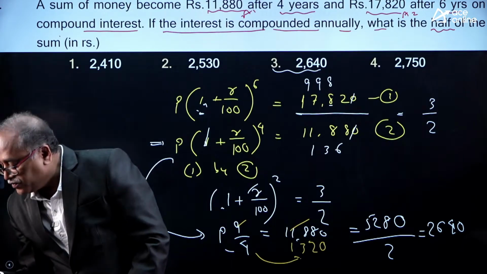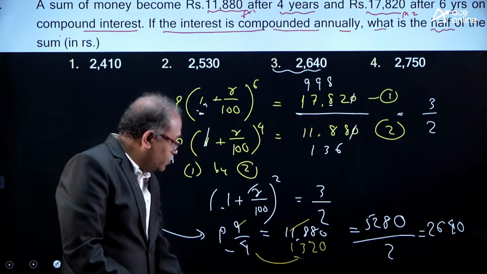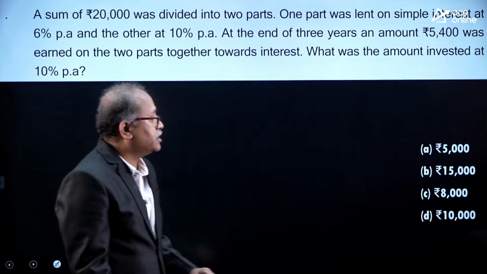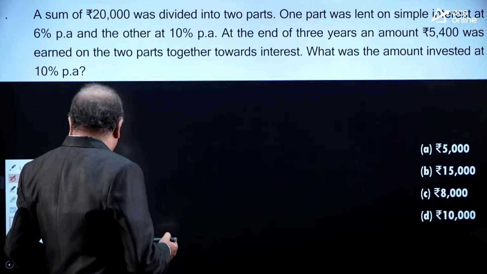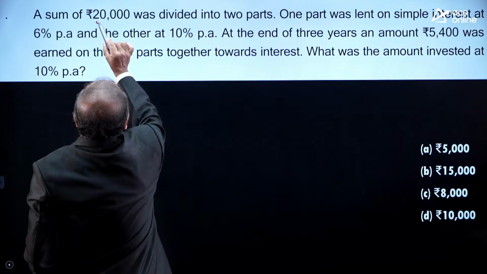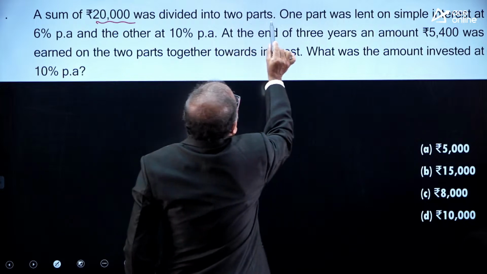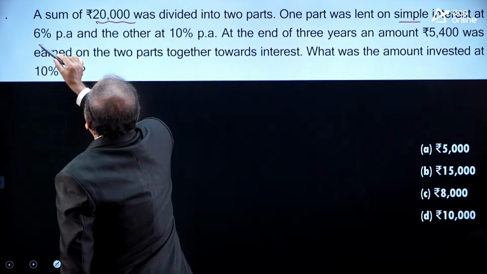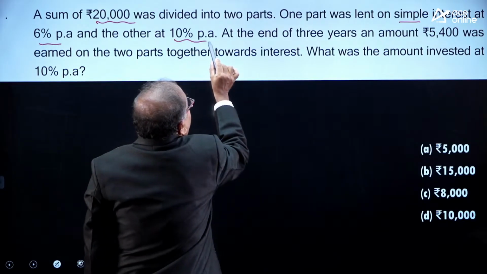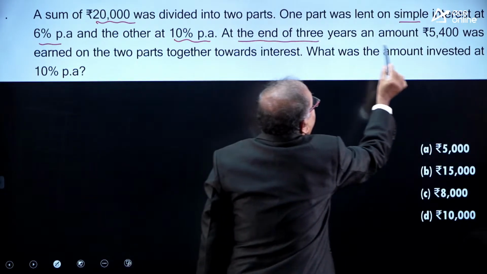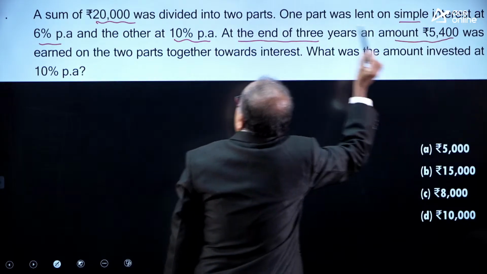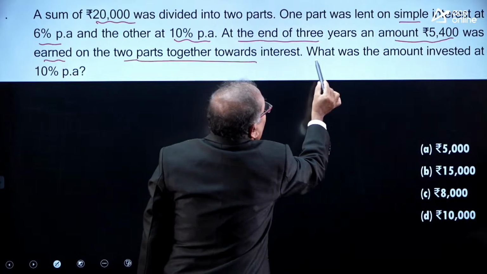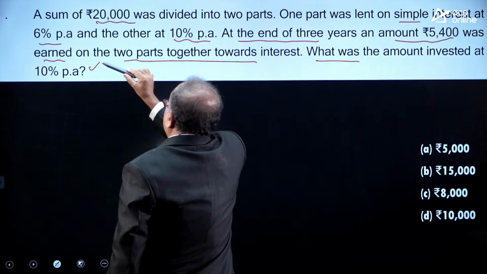Did you understand, my dear friends? Okay. Now, I am moving on to the next question here, and you can see what the next question is. A sum of rupees 20,000 was divided into 2 parts. One part was lent on simple interest at 6% per annum, the other part at 10% per annum. At the end of 3 years, an amount of rupees 5,400 was earned on the 2 parts together. What was the amount invested at 10% per annum?